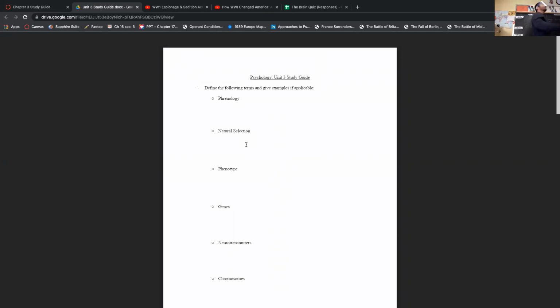The neuron, don't forget about the neuron. We talked about the parts and functions of the neuron, and the firing of a neuron. Before that, we were talking about the nervous system, right? You might find a short answer about the nervous system on there. How it is broken down with the peripheral nervous system, somatic, autonomic, okay? Sympathetic, parasympathetic, right?